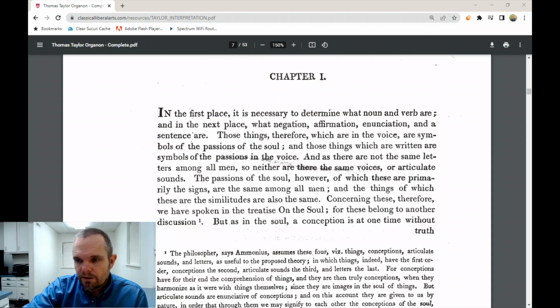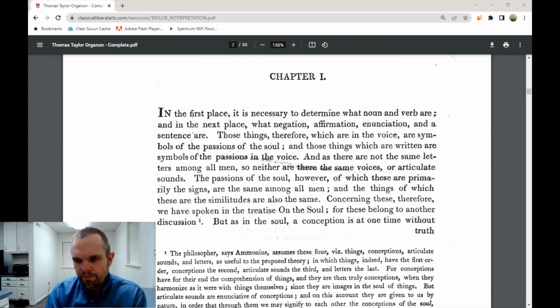And Aristotle says, concerning these things we have spoken in the treatise on the soul. And so you can see how Aristotle refers to different works. And we might ask, how could Aristotle have established the science of the soul before he taught the art of interpretation here? And the answer is that all of these works are being composed and developed simultaneously, and they're all informing each other.